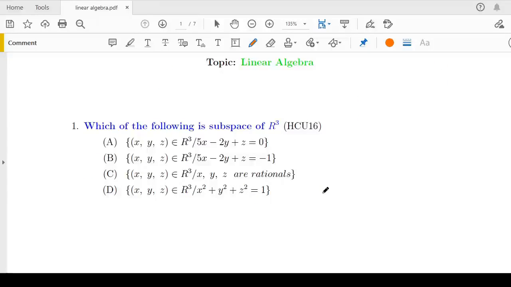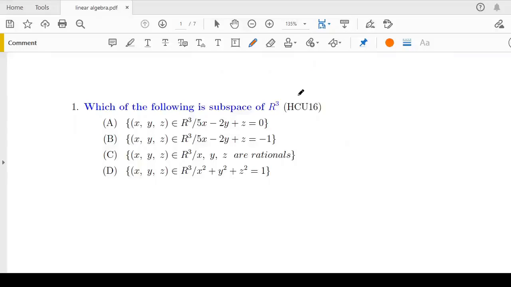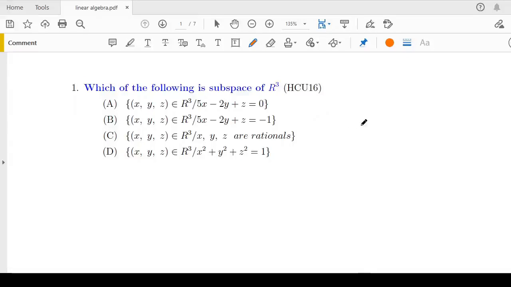The first question is, which of the following is a subspace of R cube? This is a previous question from the Hyderabad Central University entrance examination in 2016. Let us denote these as W1, W2, W3 and W4. Given that W1 is the set of all elements (x, y, z) belonging to R cube such that 5x minus 2y plus z equals 0. Let us assume alpha is equal to (x1, y1, z1) and beta is equal to (x2, y2, z2).